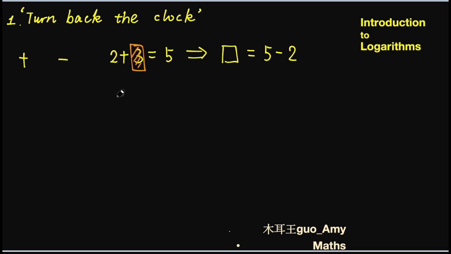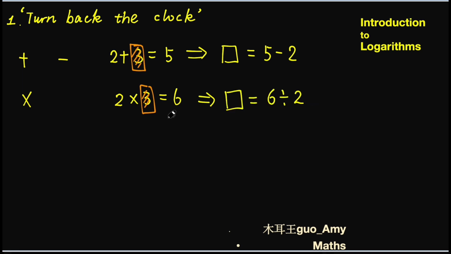Then we move to a higher level. We learned multiplication. For example, 2 times 3 is equal to 6. Then, at some point, we don't know this number 3. How can we express this unknown number? This unknown number can be expressed as 6 divided by 2. Therefore, multiplication and division are opposite operations.